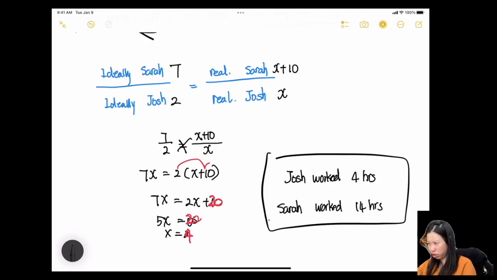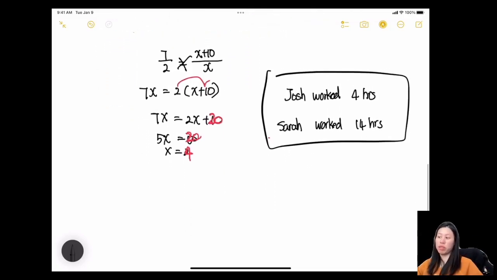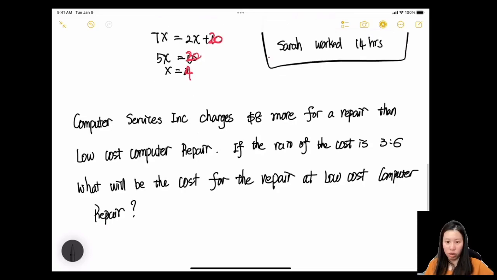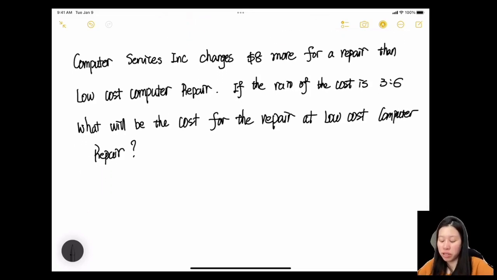Okay, last one. I want to do one more similar to this. Okay, so here's the question. There is a computer service that charges $8 more for a repair than the low-cost computer repair. If the ratio of the cost is 3/6, what will be the cost for the repair at the low-cost computer repair?